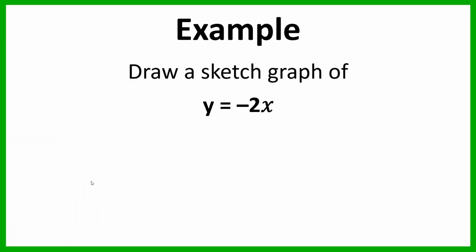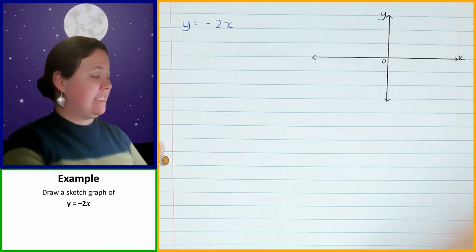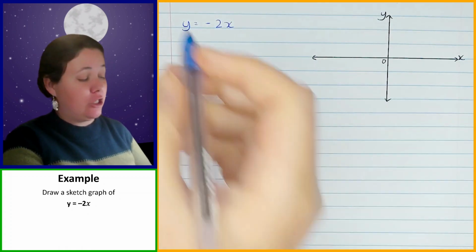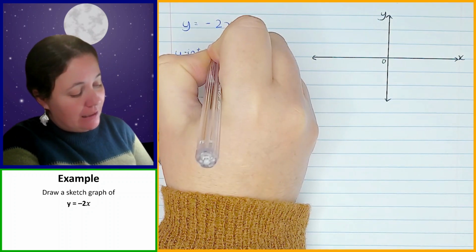In this example, we've got the equation y equals negative 2x. Okay, now this one's different because we don't have a c value in our equation. So let's go and have a look at how we would do this question. Okay, so over here, I've got my equation y equals negative 2x. Now, because there's no c value, it means that c is actually 0. So my y-intercept for this example is going to be 0.